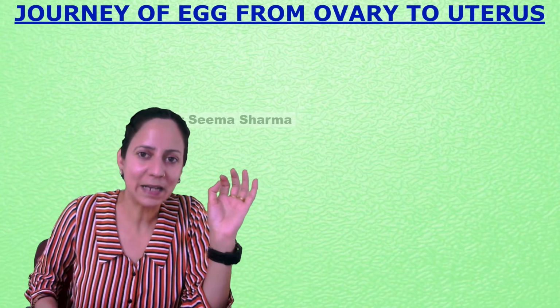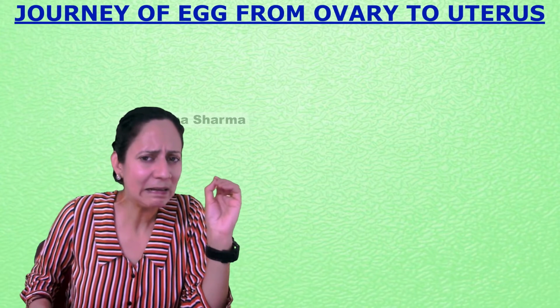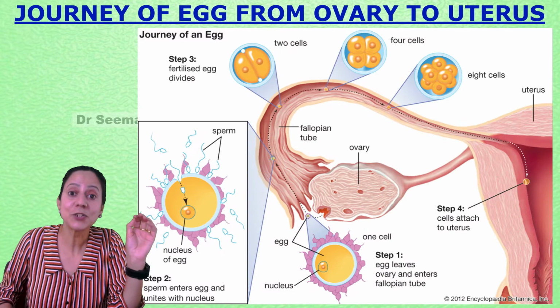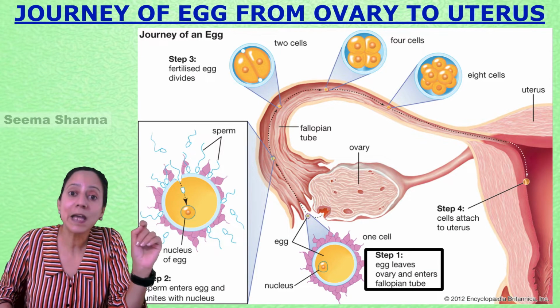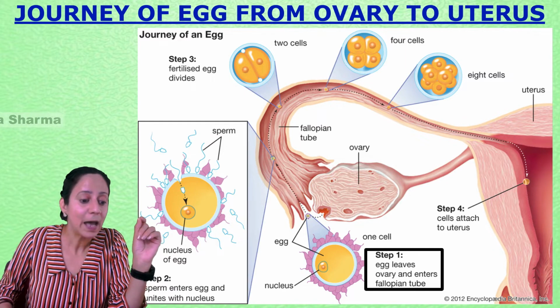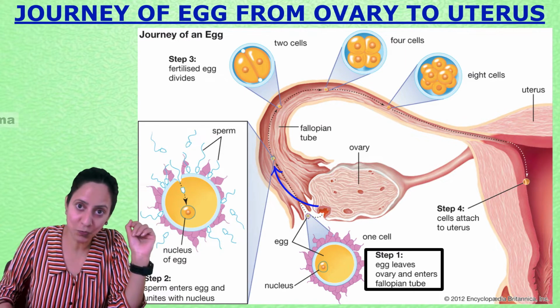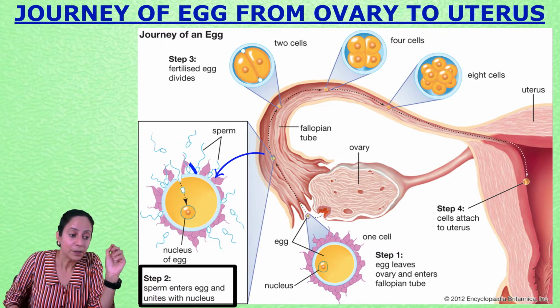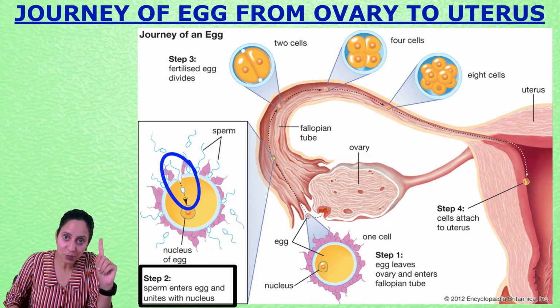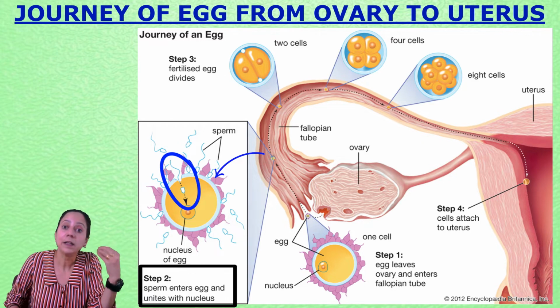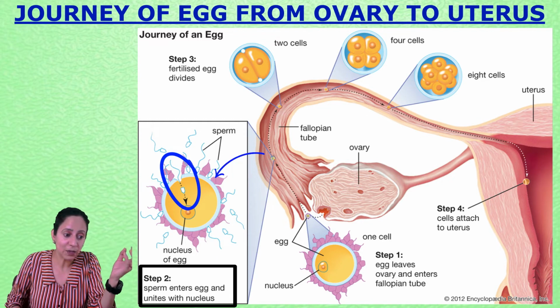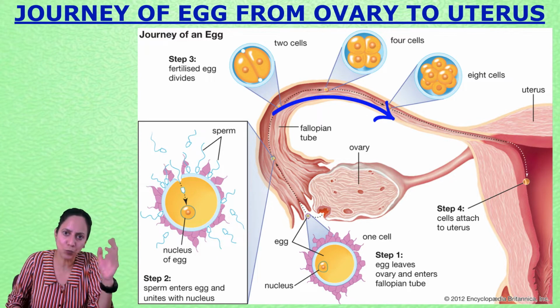Before proceeding with that, I want you to pay attention to this diagram. Children, see, there are certain steps of embryo development. First step, the egg will be released from the ovary and it will enter into the fallopian tube. The second step deals with the fusion of one of the sperms with the egg, its nucleus will be poured into the egg, and both the nuclei will fuse with each other and there will be formation of the zygote. This zygote will gradually be pushed downward towards the uterus.